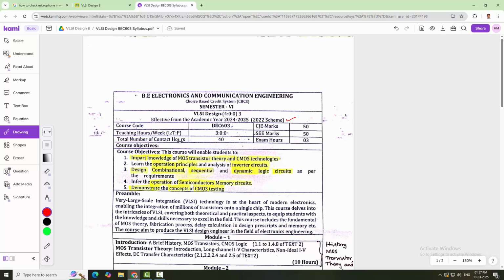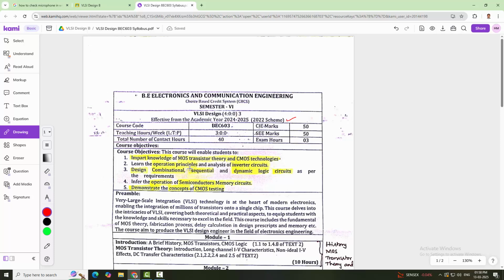The VLSI design course imparts knowledge of MOS transistor theory and CMOS technologies. That means in this course we are going to discuss the MOS transistor theory. MOS stands for metal oxide semiconductor field effect transistor, MOS transistor theory, followed by complementary metal oxide semiconductor field effect transistor technologies. The second objective is to learn the operation principles and analysis of the inverter circuits.